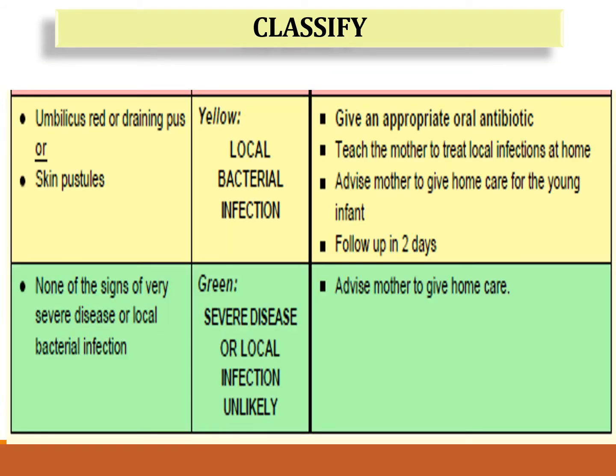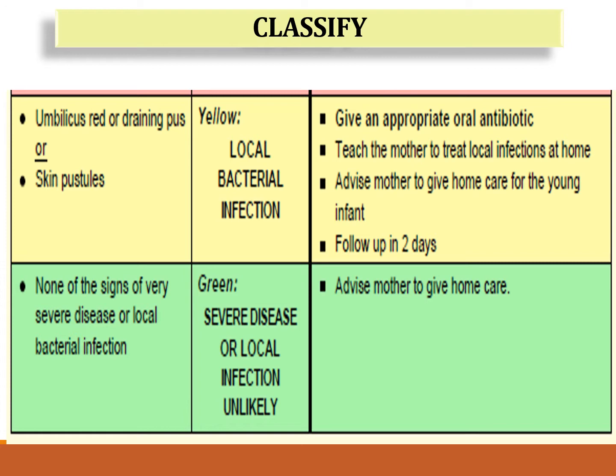For yellow, if there's no problem that may show danger signs, then look at the umbilicus. Is it red or draining pus, or are there skin pustules? Hopefully you know what a pustule is. So that it can be classified as a local bacterial infection. Then you give the appropriate oral antibiotics. Teach the mother to treat the local infection at home. Advise the mother to give home care for the young infant, and ask her to follow up within 2 days.